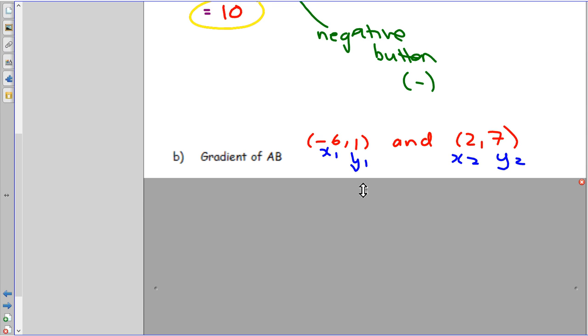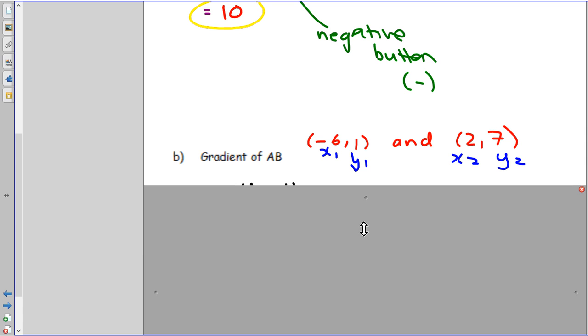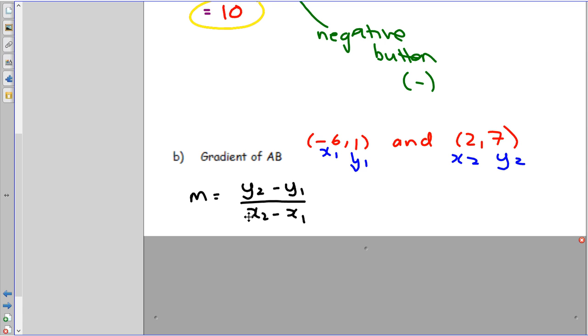That's right, it's y2 minus y1 over x2 minus x1. This is the rise, this is the run. So the gradient equals rise over run. We use little m for the gradient. Don't use uppercase M, because uppercase M stands for the midpoint.